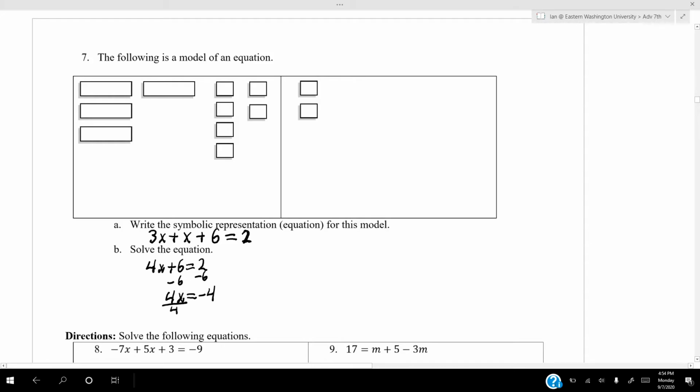And finally, our last step is to divide. 4x divided by 4 is just x. And negative 4 divided by 4 is going to get us negative 1. Don't forget that negative, guys. That negative is very important. Okay? That negative is extremely important. You guys cannot forget that.